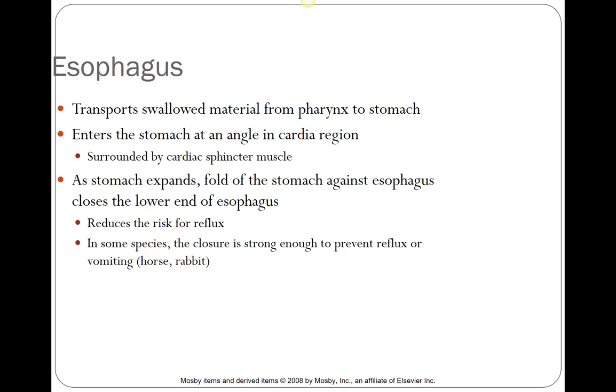Sometimes this is a really strong muscle, like in horses and rabbits. Also, horses and rabbits aren't really able to have reflux or vomit because they also lack that skeletal muscle within their esophagus.